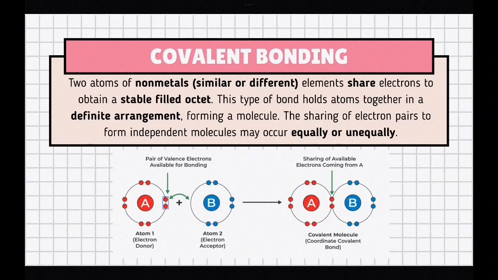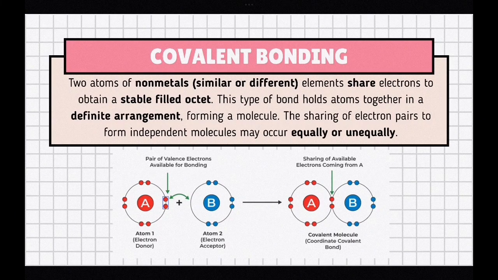For covalent bonding, two atoms of nonmetals, similar or different elements, share electrons to obtain a stable filled octet. This type of bond holds the atoms together in a definite arrangement, forming a molecule. The sharing of electron pairs to form independent molecules may occur equally or unequally.